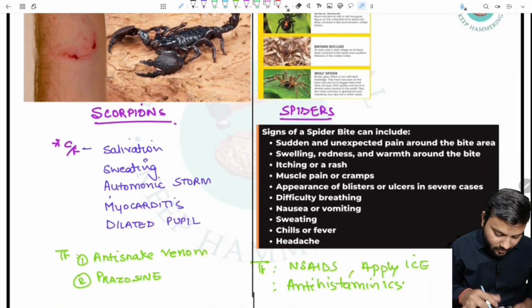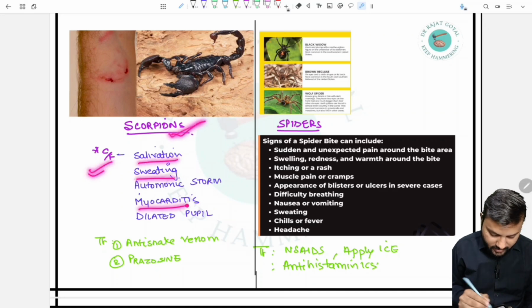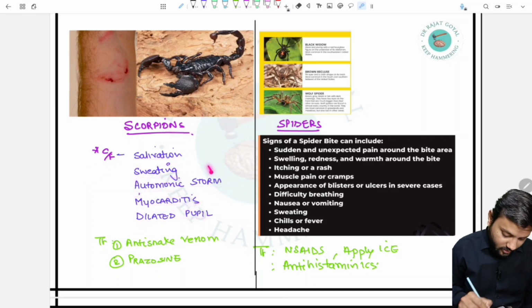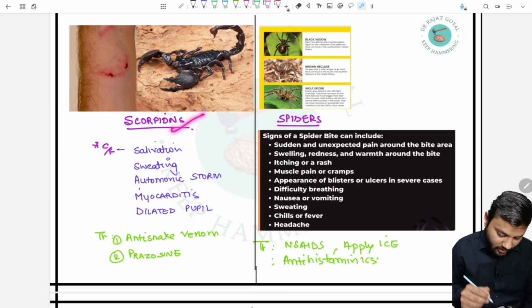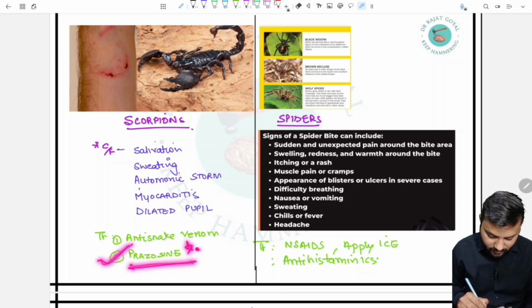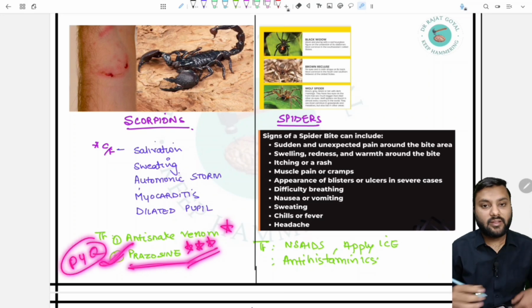Firstly, we will talk about scorpions. The clinical features of scorpion bite are salivation, sweating, myocarditis, dilated pupils, and autonomic storm, which is very important. Autonomic storm can occur. So for the treatment of scorpion bite, we give anti-scorpion venom, and also we give prazosin for symptomatic relief. You have previously heard about the prazosin that we have to give in scorpion bite.